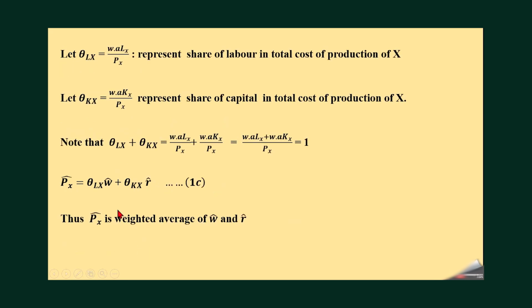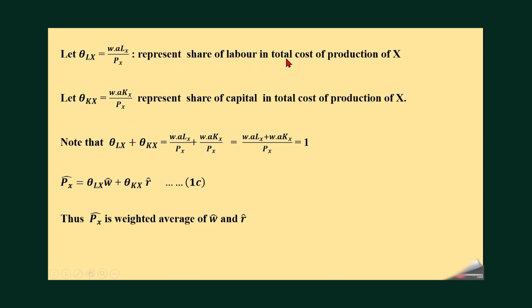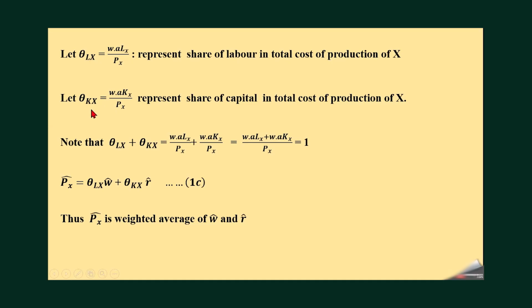Now, we can define WALX by Px as the share of labor in the total cost of production of X. Mind you, W is the wage rate and ALX is the per unit requirement of labor. So the total cost of labor is WALX, and WALX by Px is labor's share in the total cost of production of X. Similarly, theta KX is nothing but WAKX by Px, which represents the relative share of capital in the total cost of production of X.